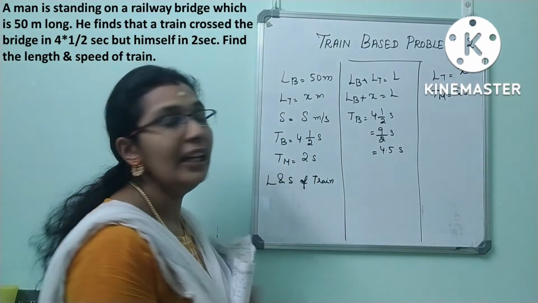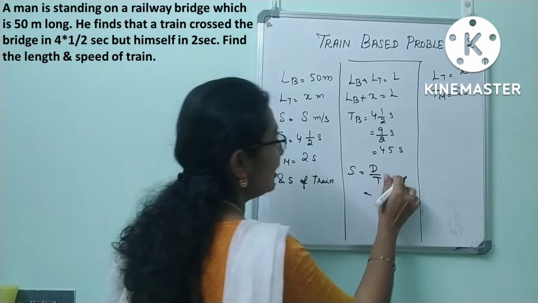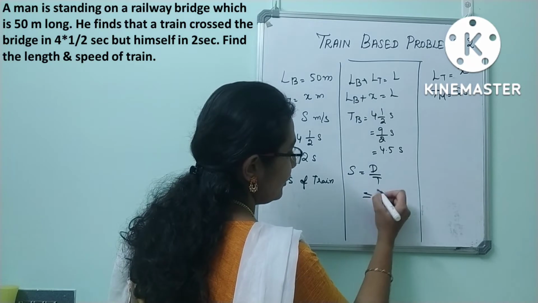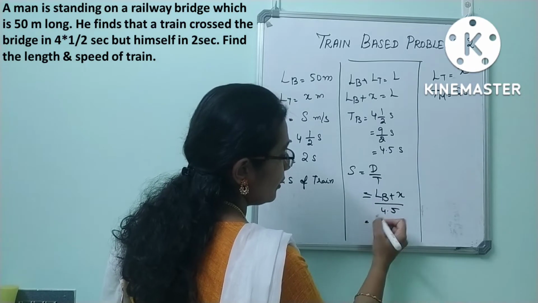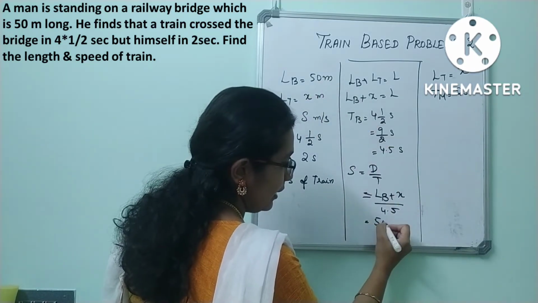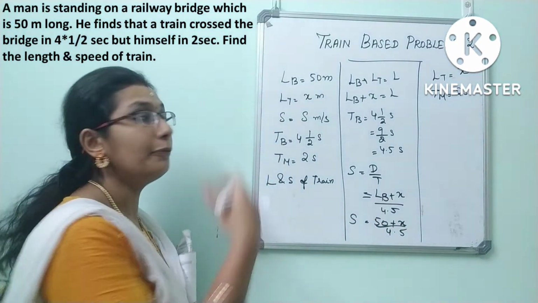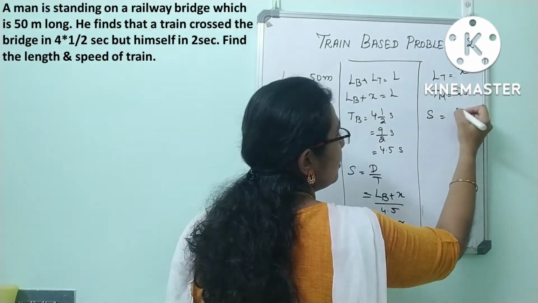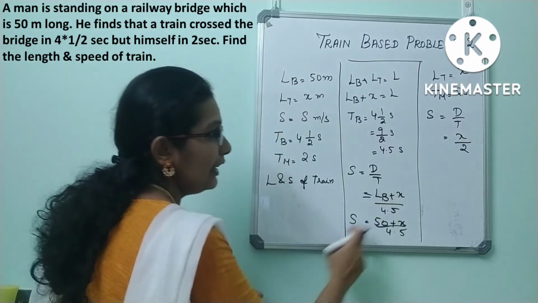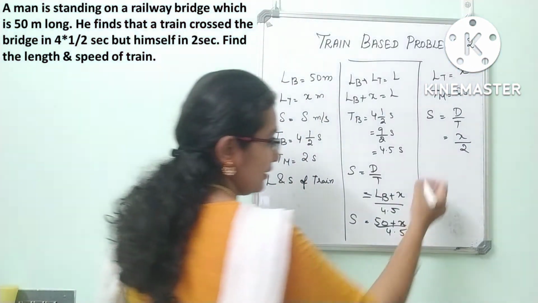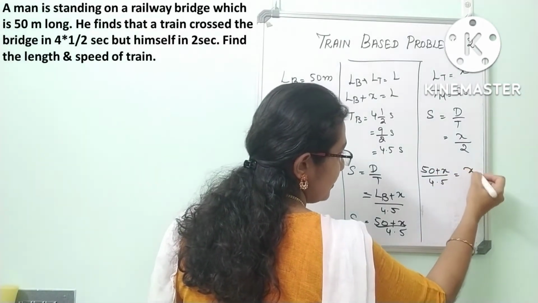Now from this you can equate speed, right? So find the speed here. Speed is equal to distance by time. Distance is nothing but the length. So length of bridge plus x divided by 9/2. So length of bridge is given as 50 plus x divided by 4.5. This is nothing but the speed. Now find the speed here in the second case. Speed is equal to distance by time. So distance is x and time is 2. Now equate both the speeds, left hand side and right hand side. So (50 plus x) divided by 4.5 is equal to x by 2.